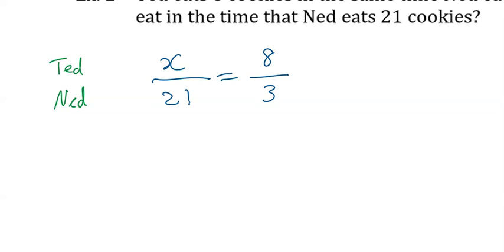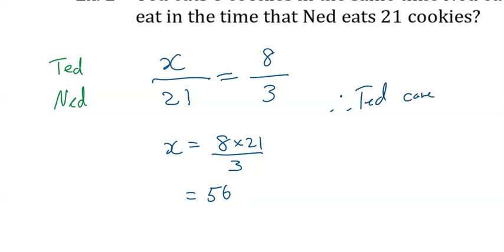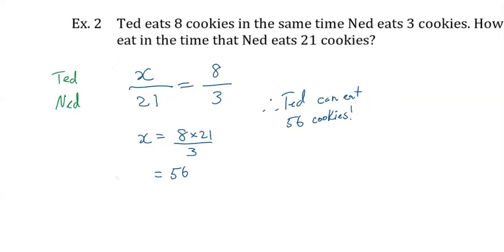Therefore, Ted can eat 56 cookies. So that's using a proportion. Start with your question. How many of this? That's your X. And make sure if you put Ted on top here and Ned on bottom, you put Ted on top here and Ned on bottom here. Okay, see if you can get this one at least set up.